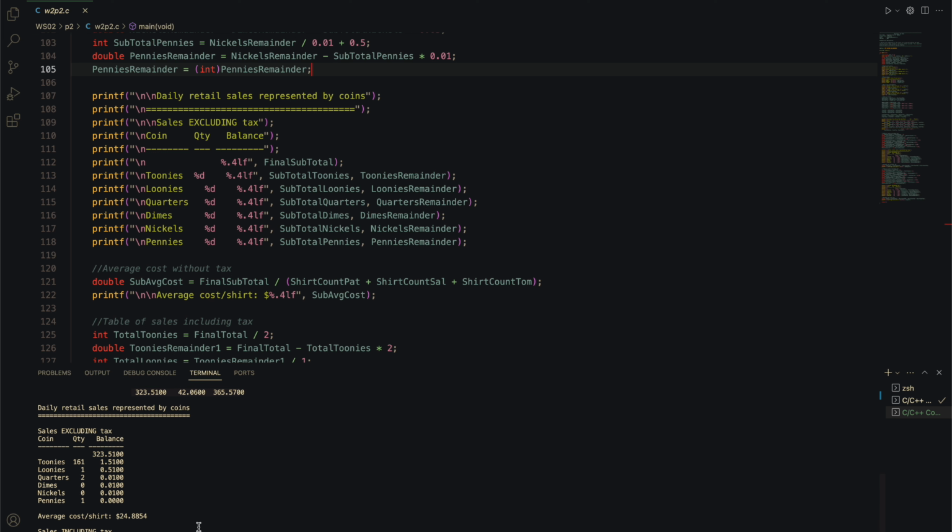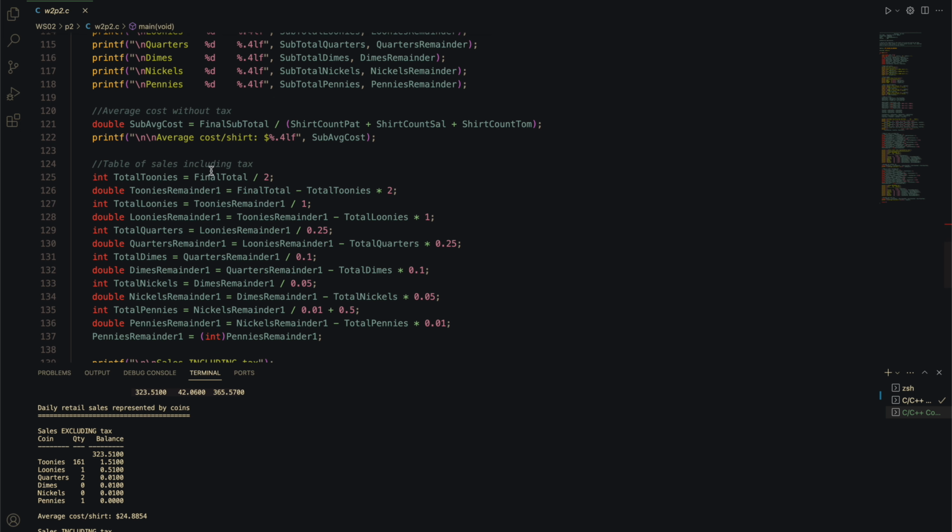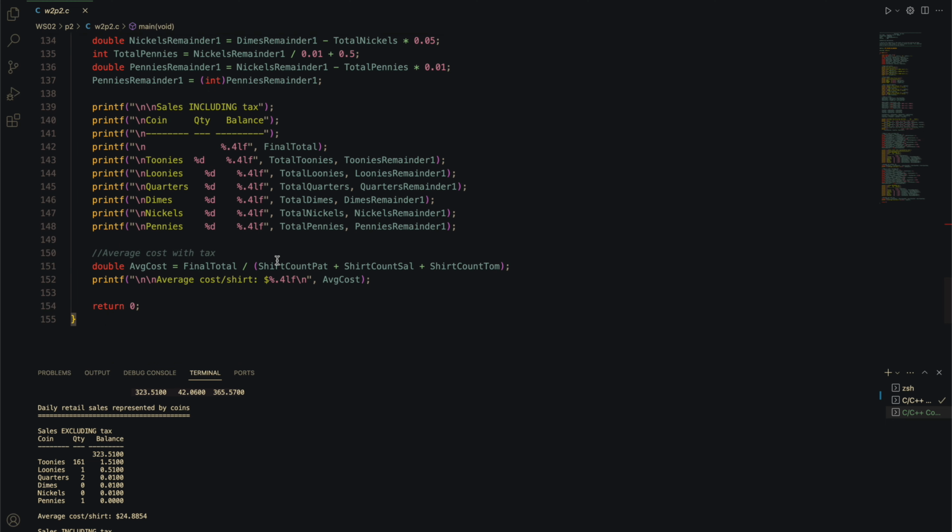But after that, we do have the sales excluding tax. You already know what this does. As I explained earlier, this breaks down the total into coins from toonies to pennies and calculates the average of the cost per shirt. Same thing over here with the tax.